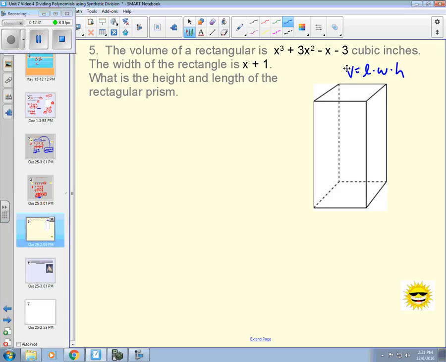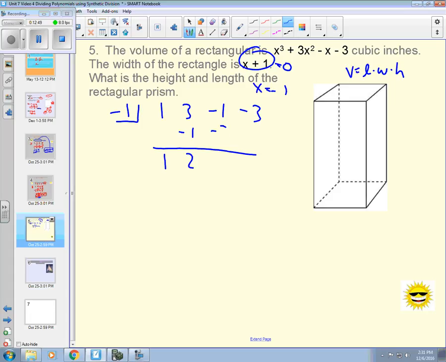So our factor here, if we set it equals 0, would be x equals negative 1. So that's our multiplier. Put our coefficients there. And let's divide it out. So 1, multiply, add, multiply, add, multiply, add. Our remainder is 0, so we're left with x squared plus 2x minus 3.